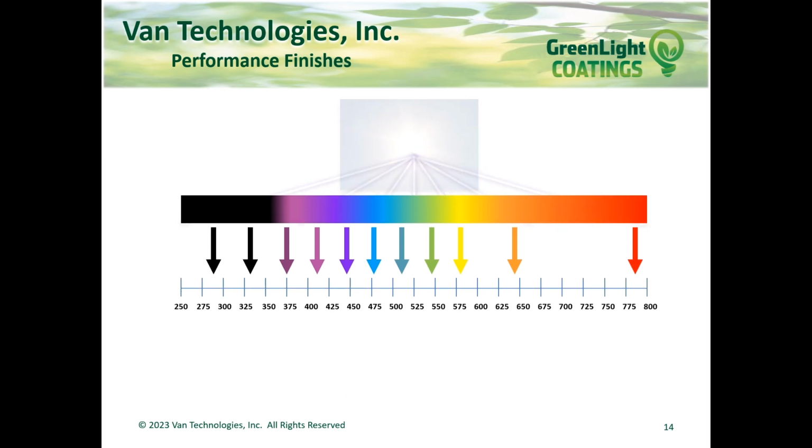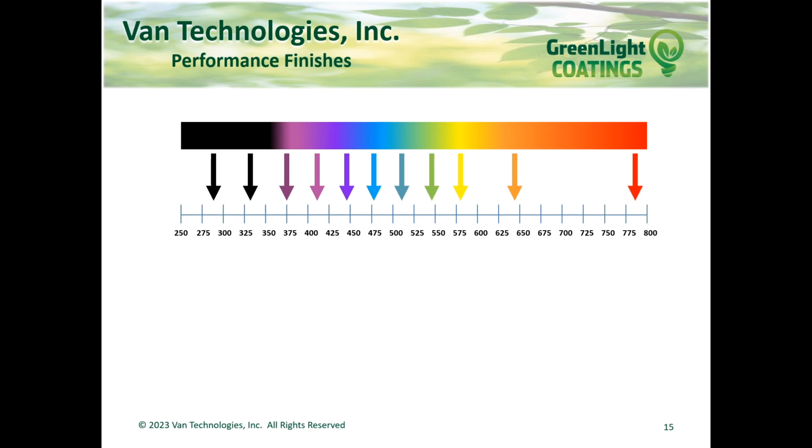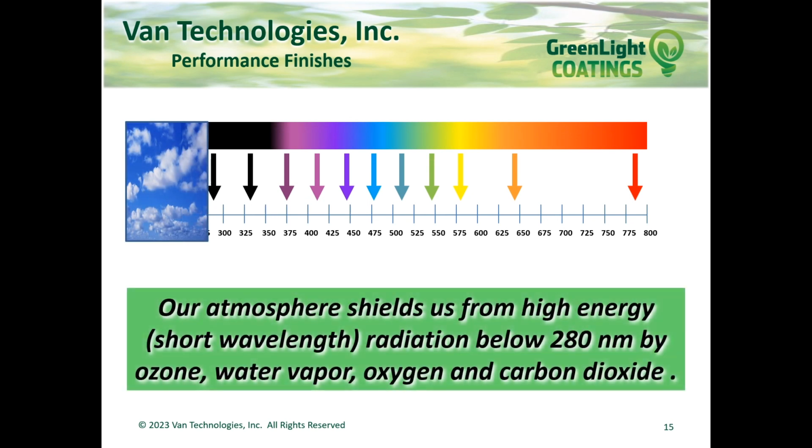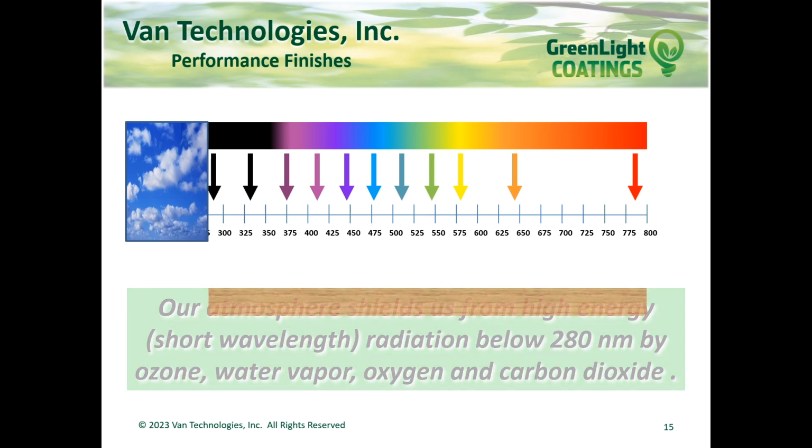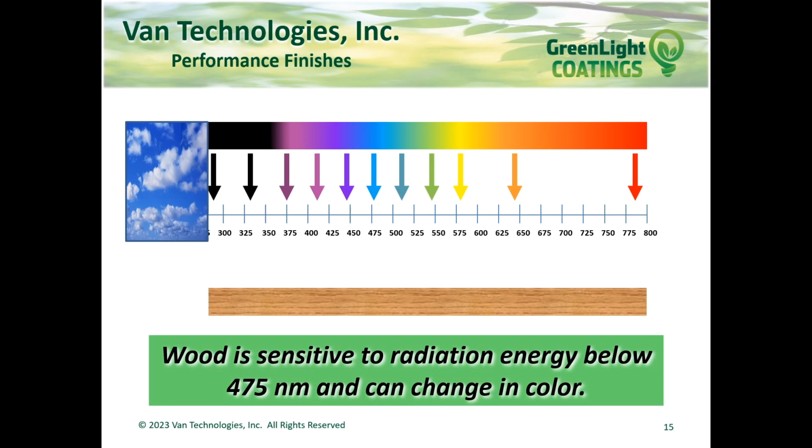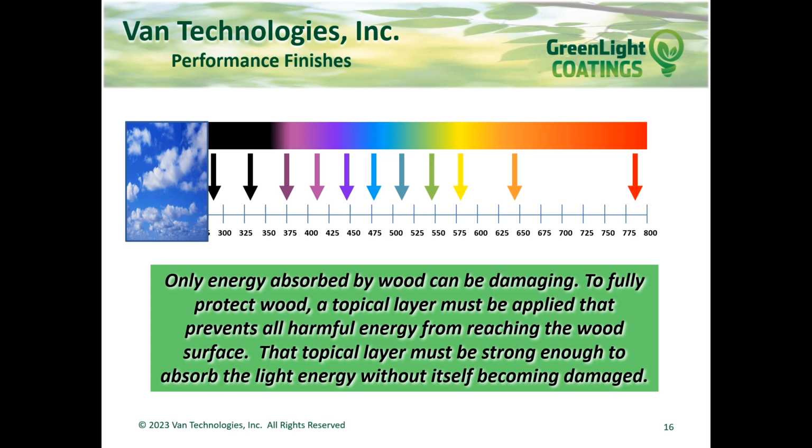Our atmosphere shields us from high-energy, short-wavelength radiation below 280 nanometers by ozone, water vapor, oxygen and carbon dioxide. Wood is sensitive to radiation energy below 475 nanometers and can change in color. In this case, the wood turns gray. Only energy absorbed by wood can be damaging to it.